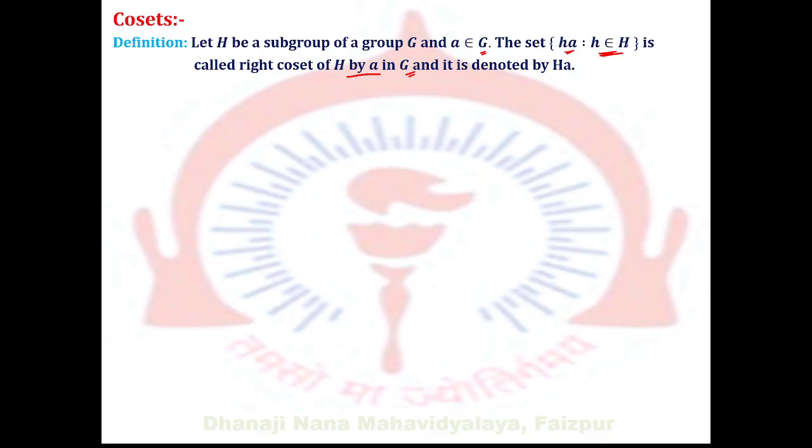So for all h belonging to capital H, the set of all h into a, where a is a fixed element. So this set we denote by Ha. So this is nothing but what is known as the right coset of H in the given group G. So thus Ha is equal to the set of all h into a such that h belongs to capital H.